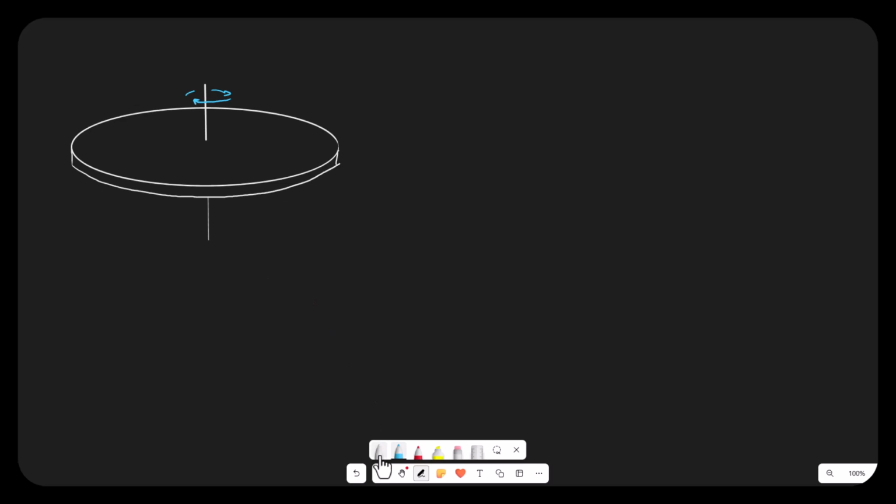If I've got a wheel like this, and maybe that wheel is on an axle, and so it can spin. Well, I can look at some point on the wheel right here maybe, and that point is going to be some distance from the center. Call that R. As the wheel spins, that point moves around, and it comes back to where it was.